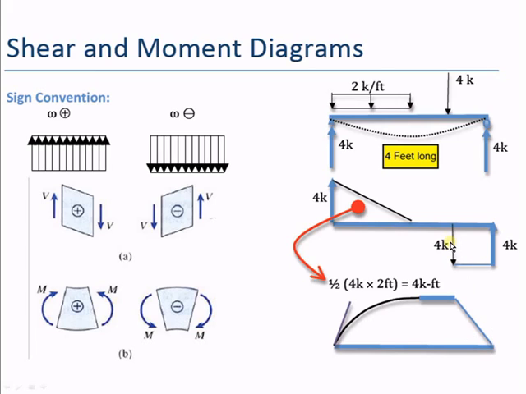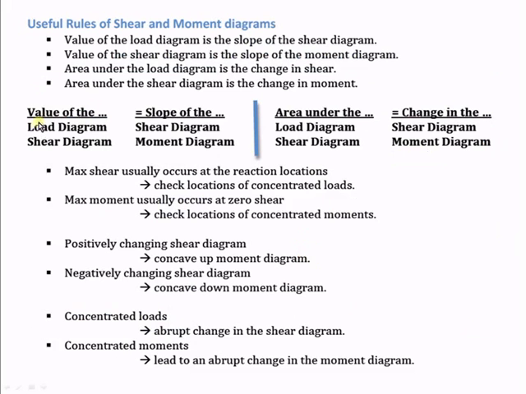So then all we've got to do is figure out, well, what is the area under this shear diagram? It will tell us the change in the moment diagram. So 4 kips acting over 1 foot, and this is a negative area, right? Minus 4 kips times 1 foot, so the change is negative 4 kip-feet. Okay, so again, we followed all these rules. We have different critical locations that we may want to check.